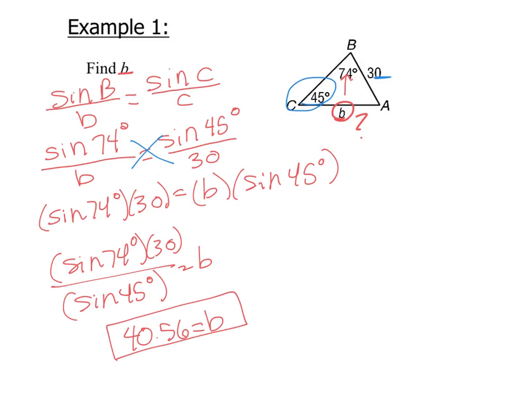The last thing you want to do is take a look at this triangle and make sure, does it make sense that this side length would be 40.56? And yes, it does make sense. My other side length is 30, so 40.56 seems reasonable. Remember, if you get a number, say like 200 for your answer, that would not be a reasonable side length for this triangle. So do that last check where you make sure your answer makes sense.